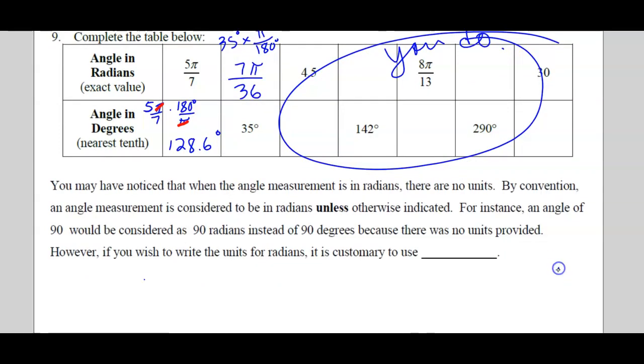And I talked about this here. You may have noticed that when the angle measurement is in radians, there are no units. By convention, an angle measurement is considered to be in radians unless otherwise indicated. So it's like your default settings, right? So for instance, an angle of 90 would be considered as radians instead of degrees because there's no units. So be careful. If it's supposed to be in degrees, you need that little symbol. So those of you that are kind of lazy with your units, you can't be lazy anymore. If you want to use units for radians, then we often use rad for radians.